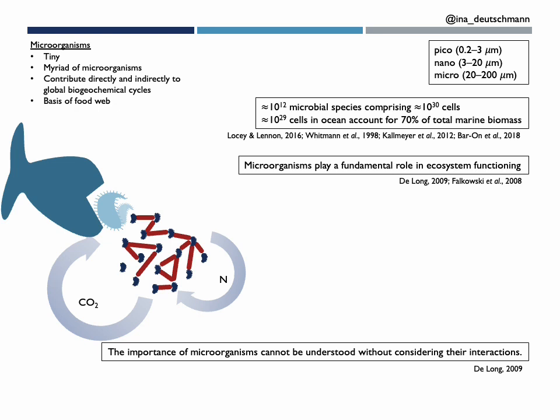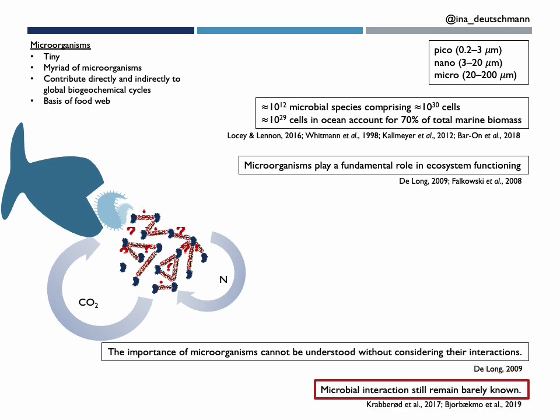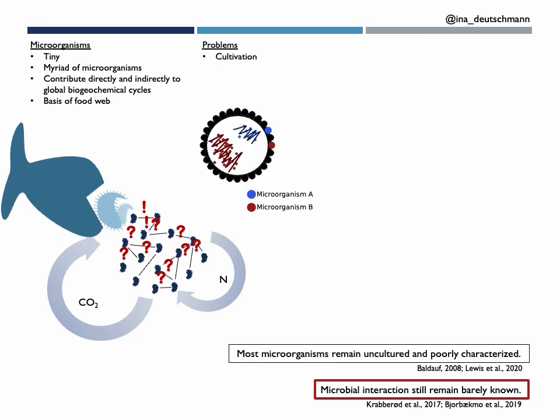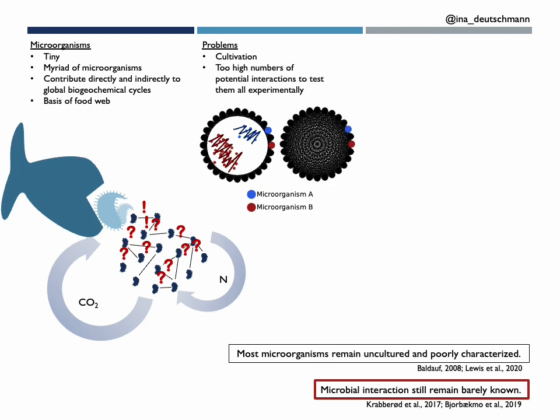It's not only important to know who is there and in which quantity, we also have to know who is interacting with whom. However, microbial interactions still remain barely known. One of the key problems is that most of the microorganisms cannot be cultivated. And even if we could cultivate all of them, there are just way too many to experimentally test all potential interactions.